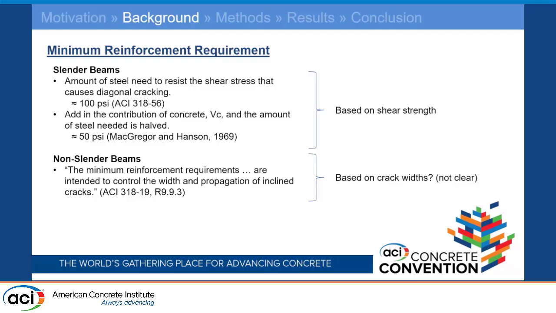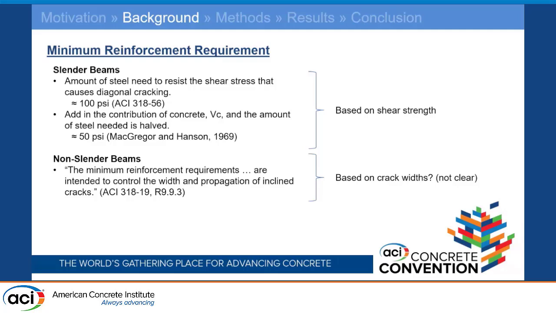So the requirements that we have for slender beams appear to be based on a strength requirement, right? They're based on making sure that our beam has enough strength, or it can meet our estimation of what the strength will be. For non-slender beams, in the commentary of the code, it'll say that the minimum reinforcement requirements are intended to control the width and propagation of incline cracks. And so for non-slender beams, then it appears that our requirements are based on a serviceability requirement, right?